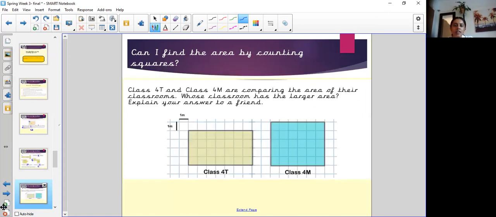Okay, it says here, Class 4T and Class 4M are comparing the area of their classroom. Whose classroom has the larger area? Explain your answer to a friend. So I want you to have a go, pause the video, count the squares and see who has the largest area, and I will also go through that with you.